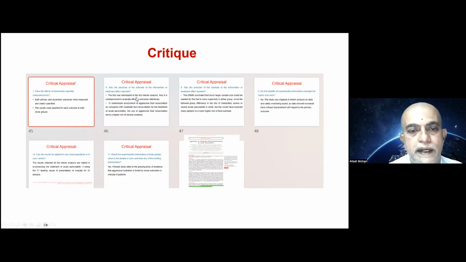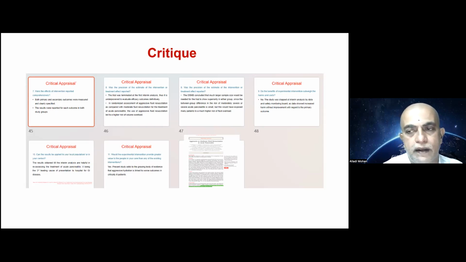Here, the trial was terminated at the first interim analysis. Thus, it is underpowered to evaluate the efficacy outcomes definitively. This is a critique on the study. In the randomized assessment of aggressive fluid resuscitation as compared with moderate fluid resuscitation for the treatment, the use of aggressive fluid resuscitation led to a higher risk of volume overload. Was the precision of the estimate again properly reported? A word about DSMB. The DSMB stands for Data and Safety Monitoring Board. It is not Shashti Vibhakti.